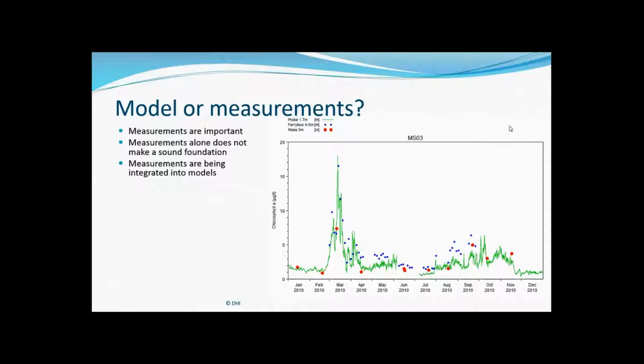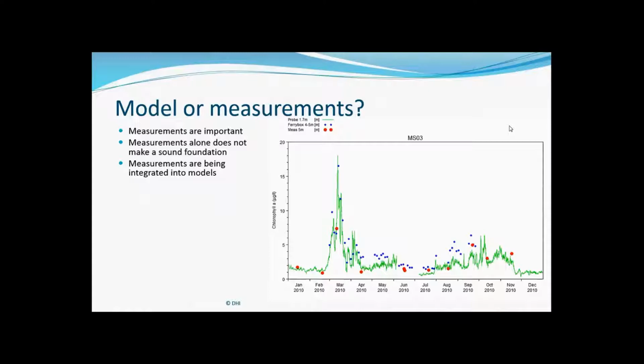Then there is somebody always asking, should we use models or should we use measurements? Well, measurements are always important, also when you do models. But measurements alone, I will claim, do not make a sound foundation. If you look at the figure on the right, you can see the red dots. The red dots are standard bottle measurements from Danish waters. It's basically a measurement point of chlorophyll once a month. But if you look at the blue dots, that's basically a ferry taking measurements more frequently. Or you look at the green one, which is a buoy that we have deployed in these waters. And as you can see, there's a lot of things going on between the red dots.